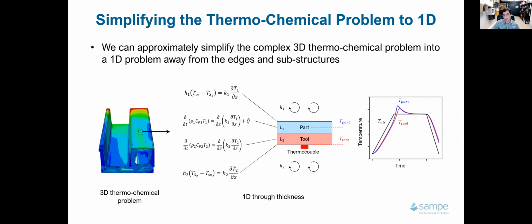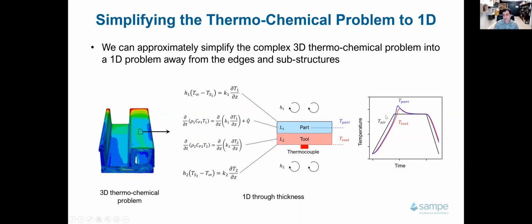and do what is known as 1D through thickness or drill through, which is basically a 1D problem of part sitting on a tool, and you have boundary condition, heat transfer boundary condition around it. In this case, you can then solve a simpler heat transfer problem. You have one equation that describes heat transfer in the part plus heat generation. You have one equation describing the heat transfer in the tool, and then you have your convective boundary condition, which are controlled by heat transfer coefficient, in this case, H1 and H2.